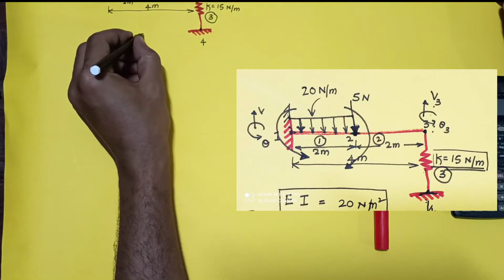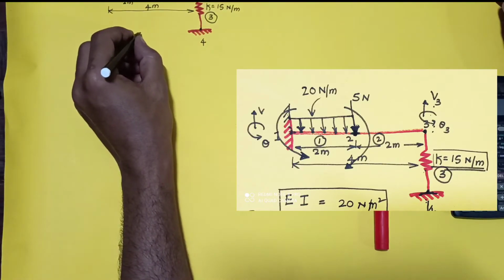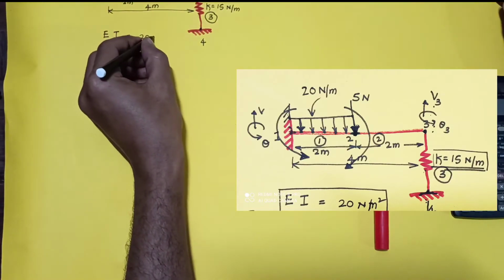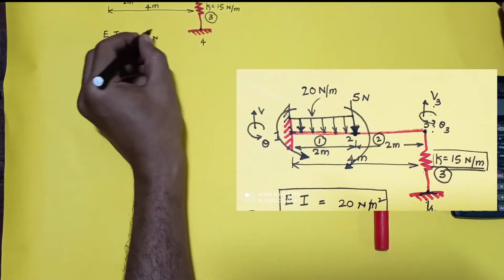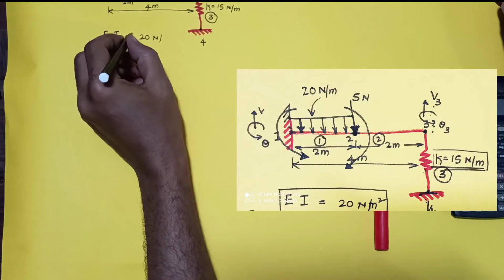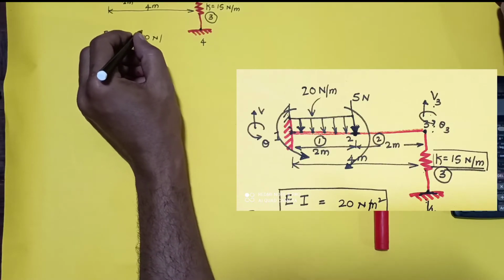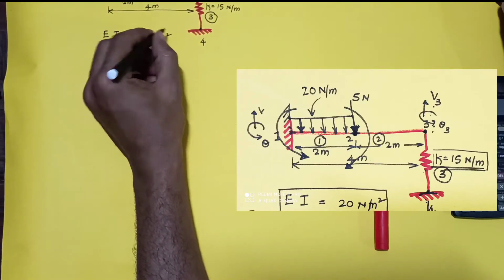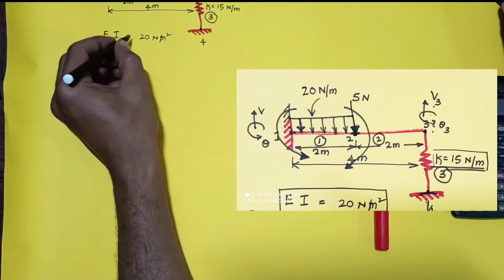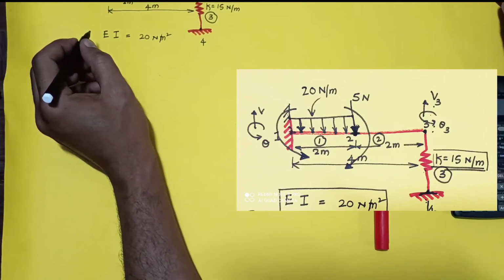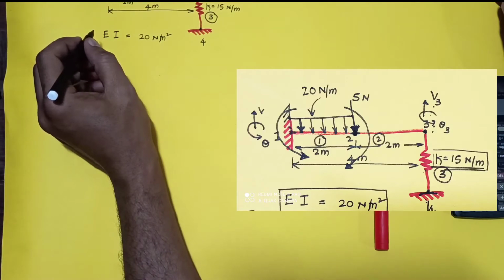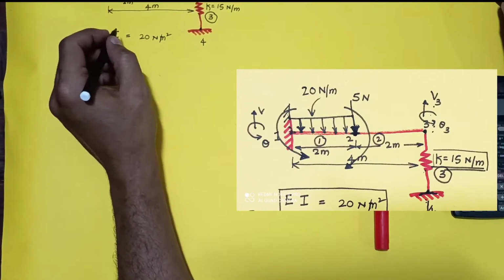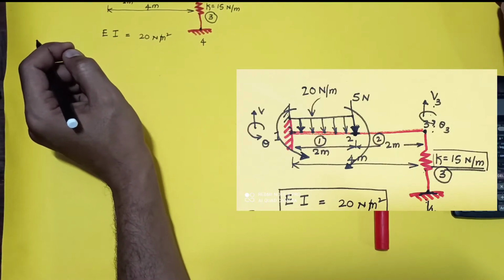For example, here I will take the E and I value as 20 Newton meter square. This is the E and I value, the moment of inertia. Next, the length is already given in the question. Now we will go to the solution for this problem.